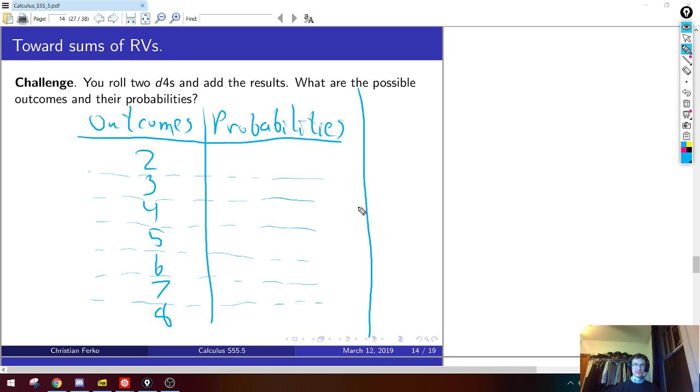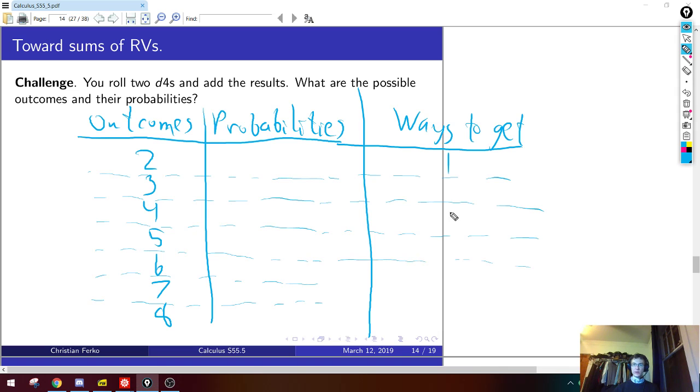Well, hold on. I guess we need a different column, because what you just told me is the ways to get it, right? So that's different from the probability. The probability is the ways to get it divided by the total number of outcomes. So indeed, there's only one way to get a 2. Tell me again, how many ways are there to get a 3? 2? Yeah, so you get a 2 and a 1 or a 1 and a 2.